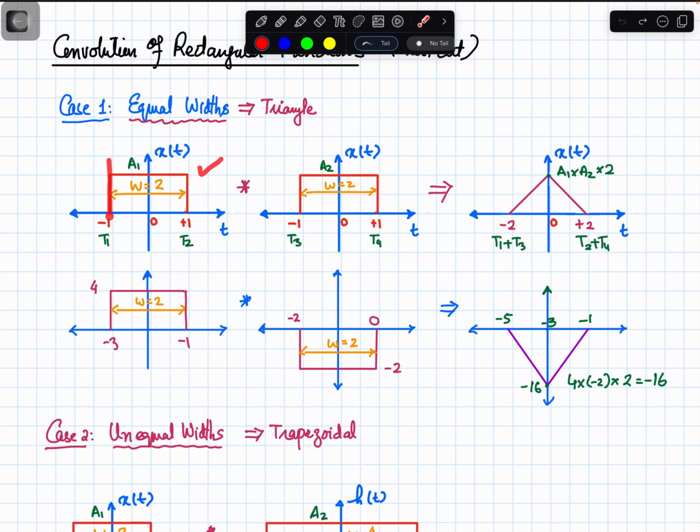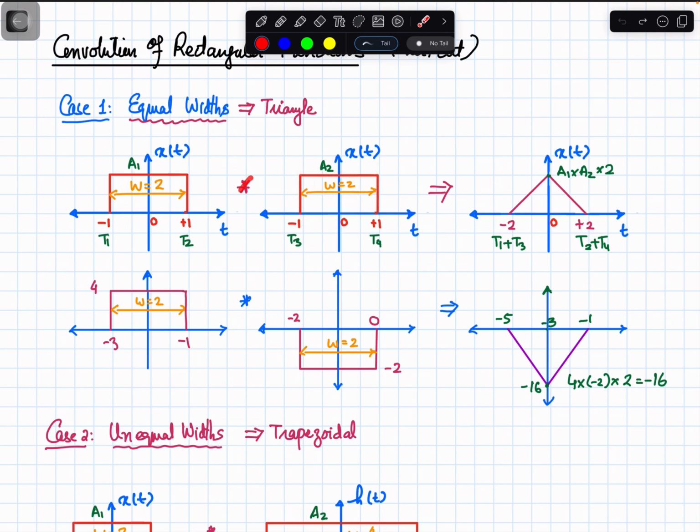The lower limit of this rectangular function is minus 1 and the upper limit is 1. So, what will be the width? The width will be equal to 2. That will be obtained by subtracting the lower limit from the upper limit. Similarly, if you consider this rectangular function, its lower limit is minus 1 and its upper limit is 1, and the width of this rectangular function is equal to 2, and that is obtained by subtracting the lower limit from the upper limit, so that is equal to 2.